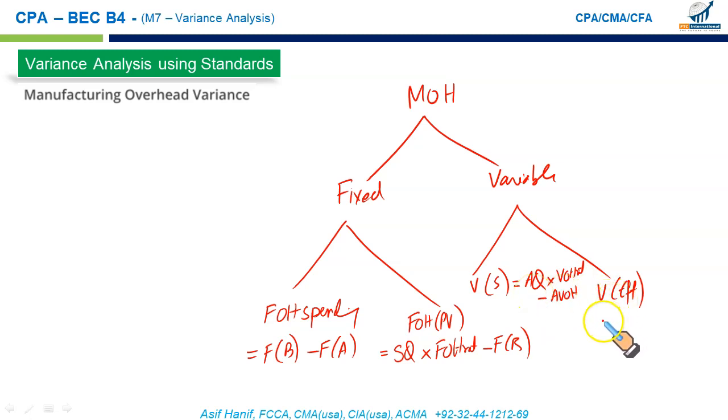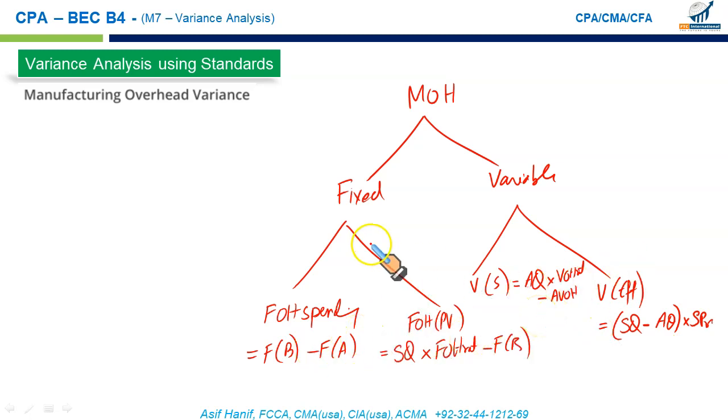What about the variable overhead efficiency variance? It is equal to the standard quantity of machine hours or labor hours, whatever your base is, the standard quantity of hours that should have been used, minus the actual quantity of hours we actually used, multiplied by the same rate here, the variable overhead rate, or simply call it the SPV, that is the variable overhead absorption rate, right? So this is it. This is the detailed decomposition.